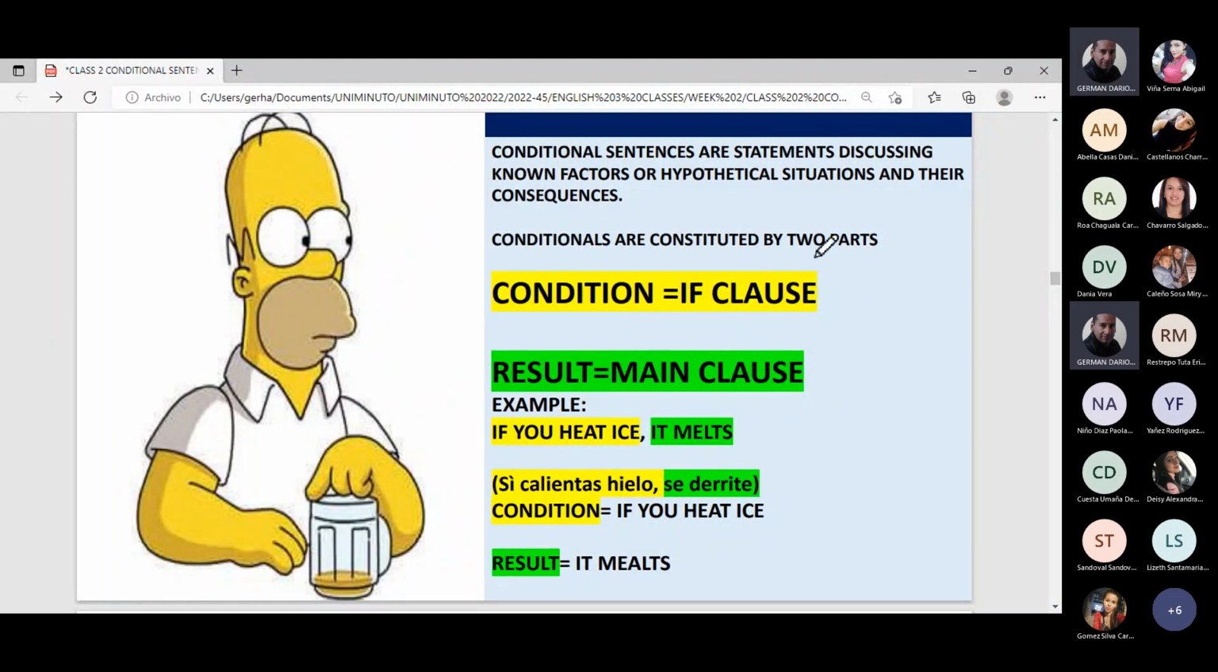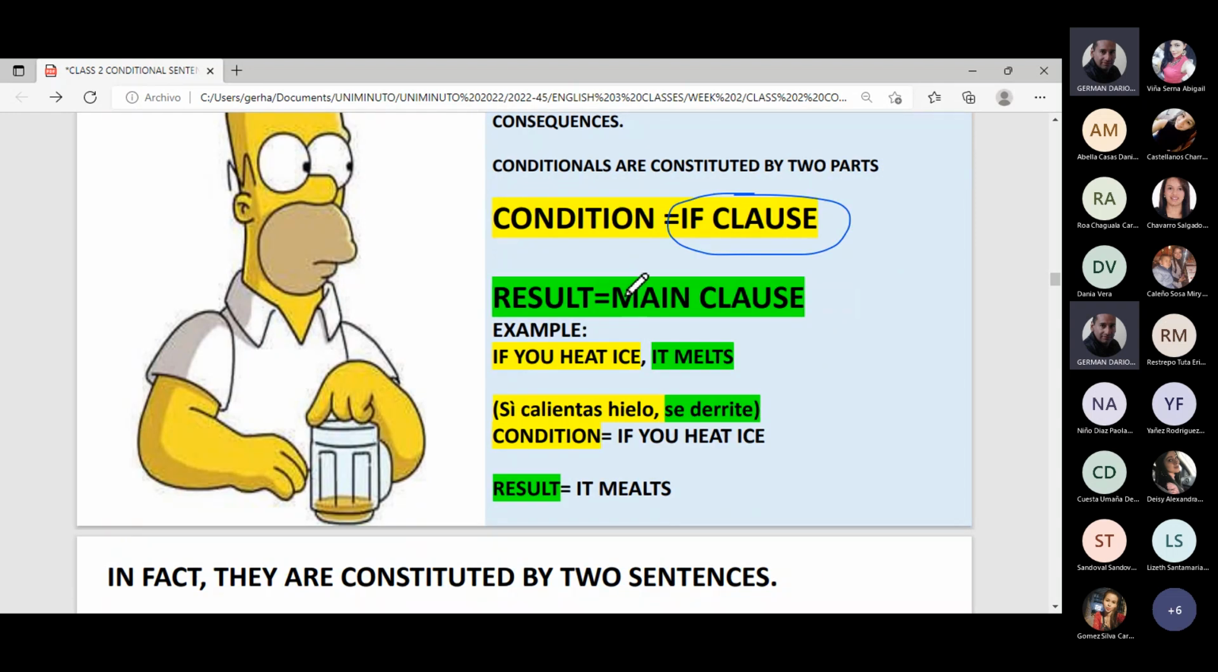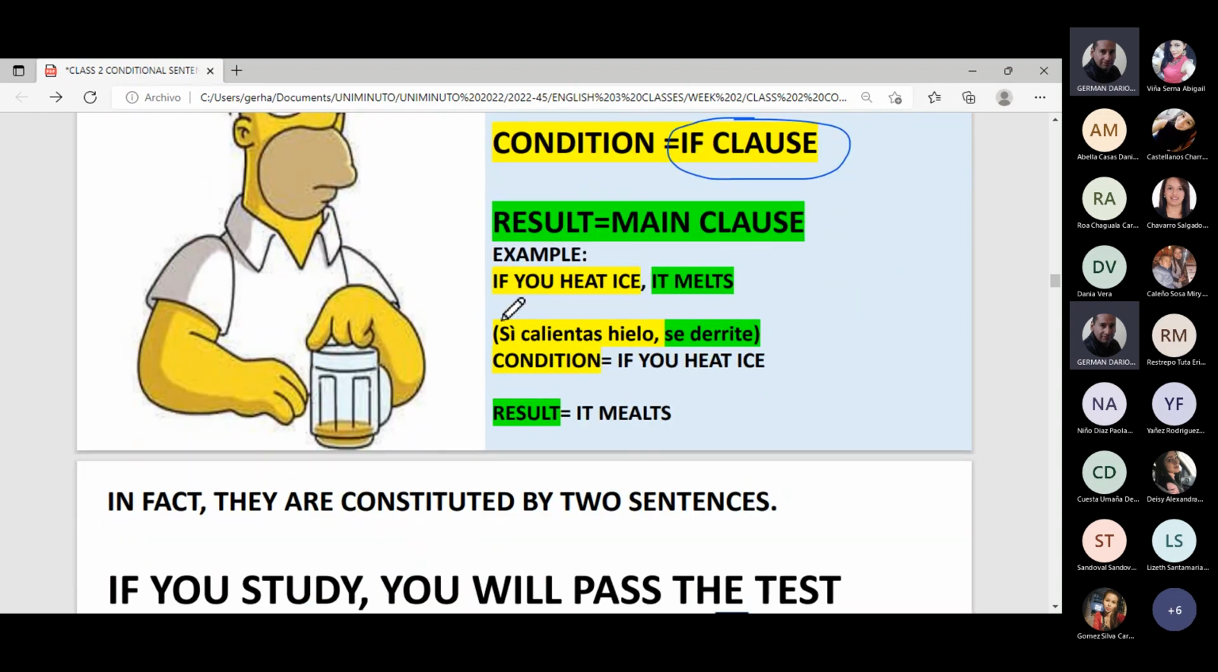Okay, remember that conditional sentences are constituted by two parts. Part number one is the condition, that is constituted by the if clause, and the other part is the result, that is the main clause. Remember that the last class we saw two examples. If you heat ice, it melts. Si caliento el hielo, se derrite. Remember that the condition is if you heat ice, and the result is it melts.